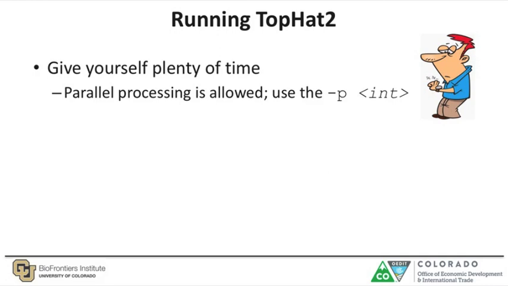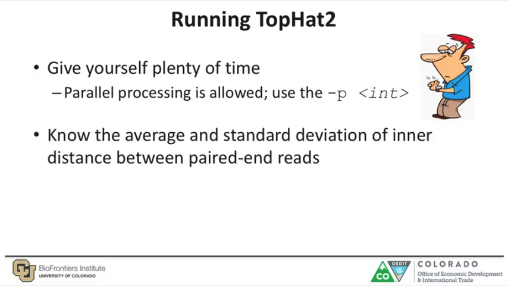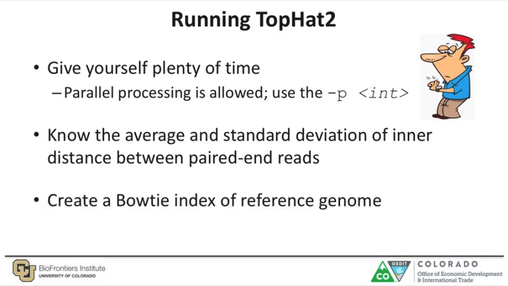Before running paired-end library samples through TopHat, you must also have a good estimate of the average insert size of your library, as well as the variance or standard deviation in the insert sizes. Lastly, before running TopHat, you must also create a Bowtie index of your reference genome using the Bowtie build command. And as always, your index must be compatible with the version of Bowtie that you choose to run with TopHat.